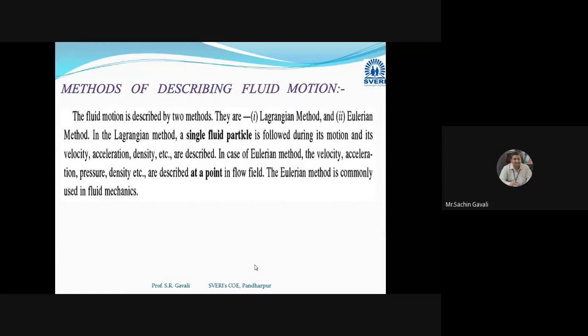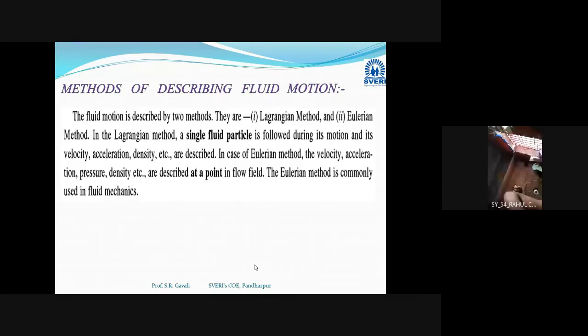Somebody is unmuted, and we are getting a little bit of disturbance. So I think, SY 54, Rakesh, SY 54, roll number 54. Please unmute.